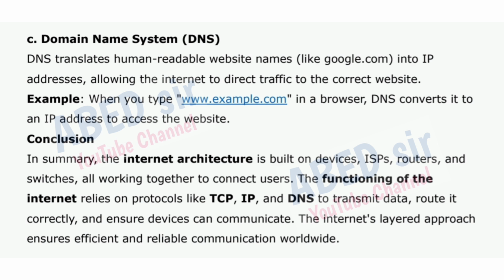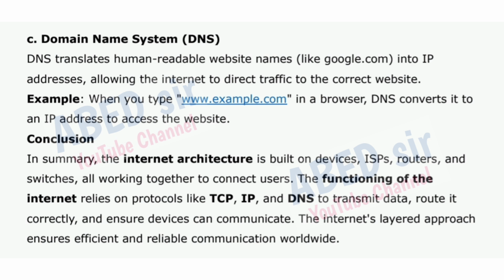C. Domain Name System, DNS. DNS translates human-readable website names, like google.com, into IP addresses, allowing the internet to direct traffic to the correct website. Example: when you type www.example.com in a browser, DNS converts it to an IP address to access the website.